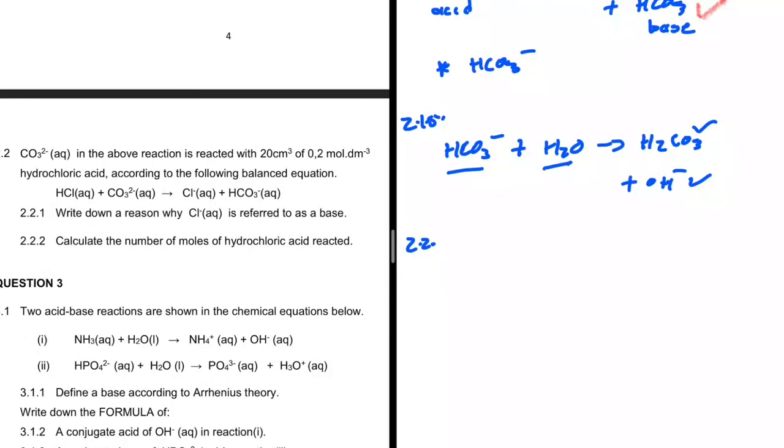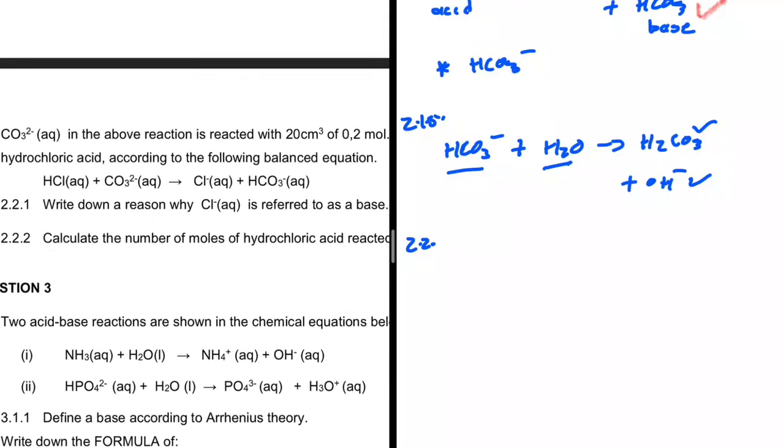Okay, write down a reason why Cl minus is referred to as a base. So take a look at this. We start with HCl, which is hydrochloric acid. It donates a proton, and we are left with Cl minus.